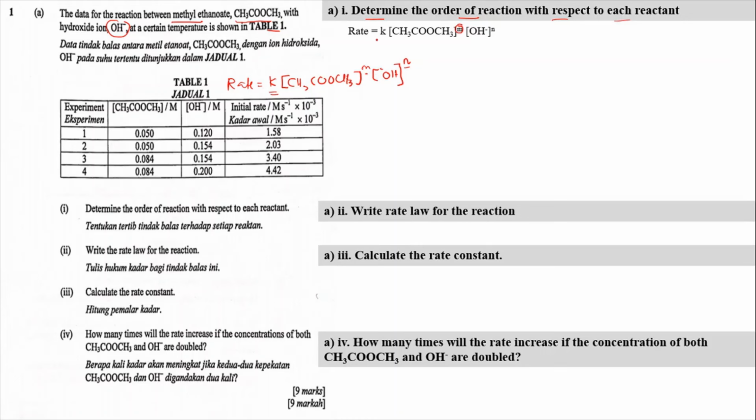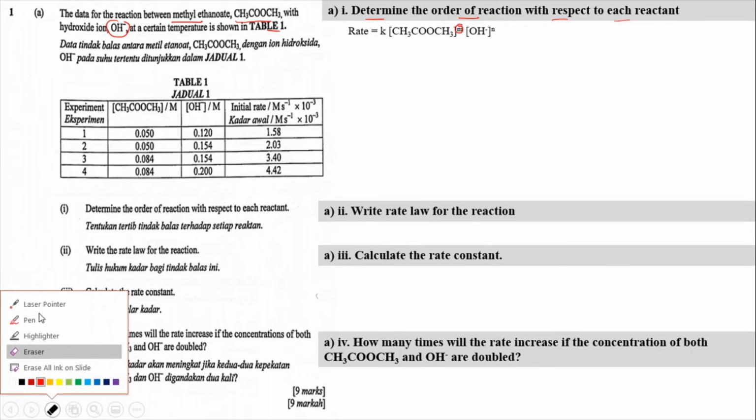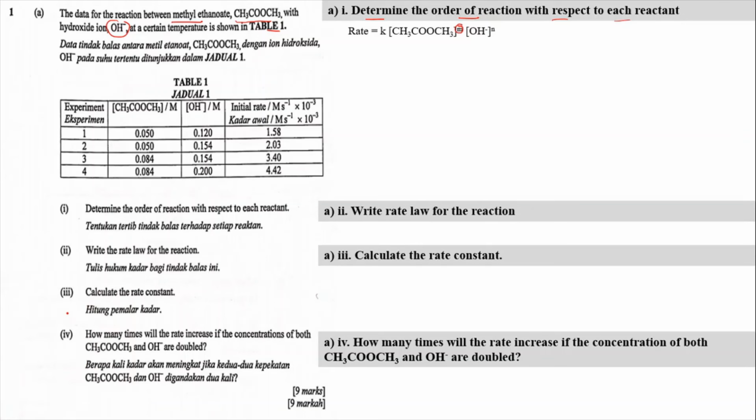After getting the rate law, we need to compare the experiments given here in the data. For example, if I want to find the value of n, I need to compare experiment 2 and experiment 1 here. Here and here are the same, so I can compare these. So I'm going to compare experiment 2 divided by experiment 1.